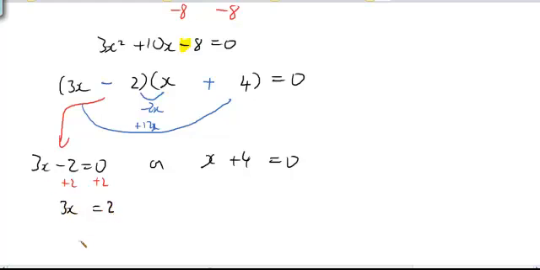What's the opposite of multiply by 3? It's divide by 3. So I divide both sides by 3 and I get x is equal to 2 over 3. Here, all I have to do to solve it is subtract 4 from both sides, and I get x is equal to minus 4.